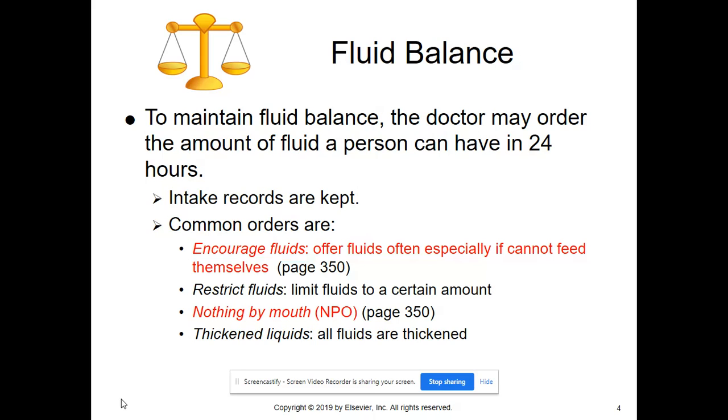Restrict fluids means that we can only have a certain amount of fluids per shift. So if somebody's on restrict fluids, it's usually because they're having heart or kidney problems. And the doctor will say the patient can only have maybe 300 mLs per shift in oral fluid. Well, then we have to know that, and that includes what's on their dietary trays. So we have to work with the dietitian and the nurses to make sure that we're not giving the patient too much fluid. He's getting exactly what the doctor ordered. Nothing by mouth means they cannot eat or drink anything. And thickened liquids, we talked about in the prior chapter. Okay, so you guys know about that.